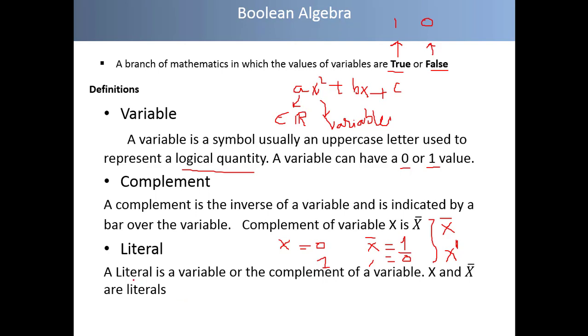A literal is a variable or complement of a variable which is used in a Boolean expression. For example, you may have a Boolean expression of the form ab plus a complement b plus cd and so on. In this expression, each variable, whether it is in normal form or in complementary form, is known as a literal.